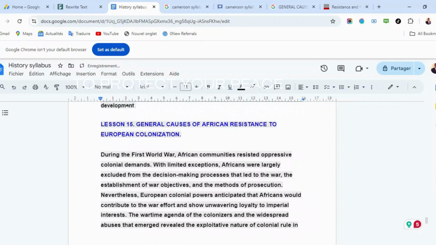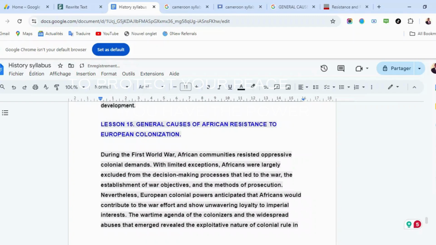So right now we are going to look at the general causes of African resistance to European colonization. What are the general causes? What makes Africans resist colonization? During the First World War, African communities resisted oppressive colonial demands with limited exceptions.